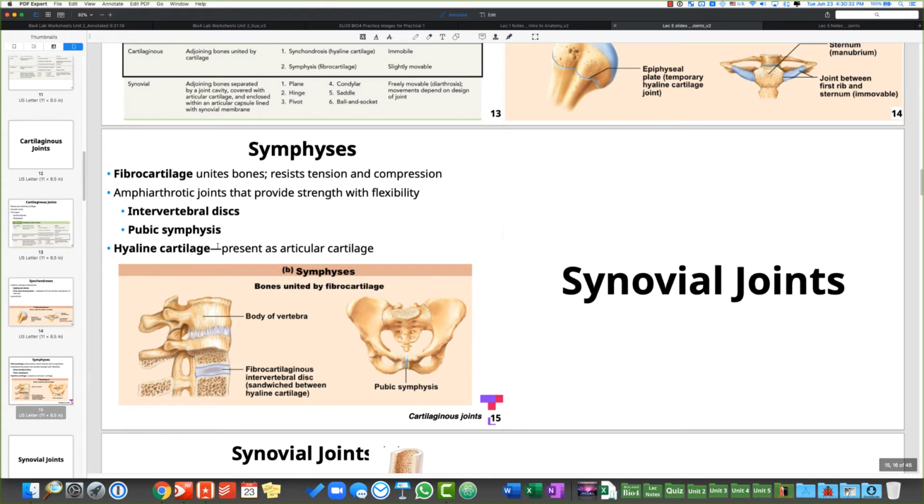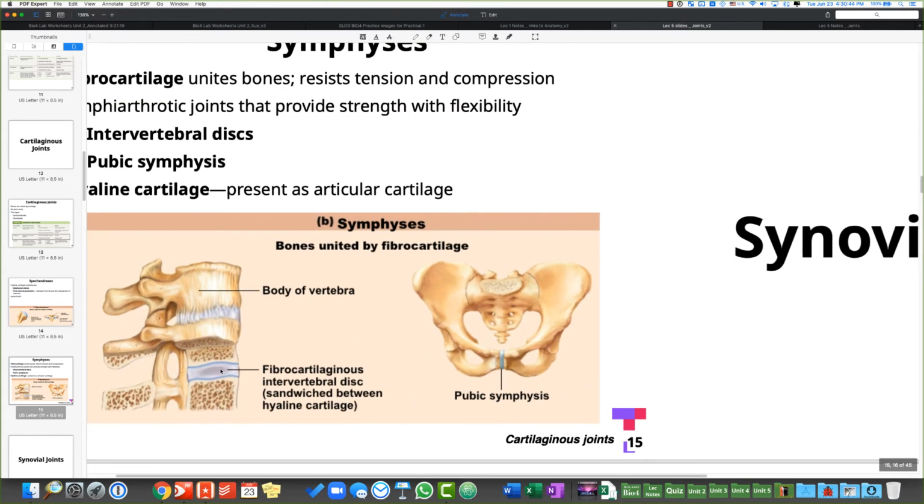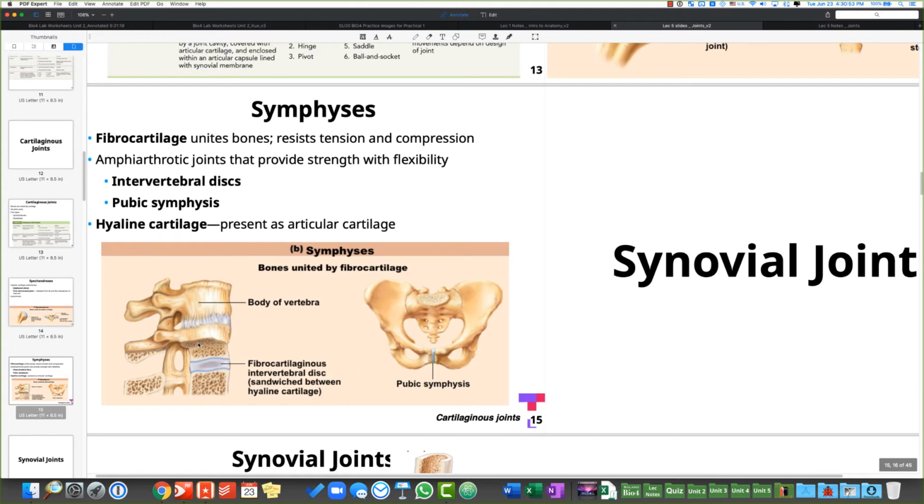In this type of joint, you can still see hyaline cartilage, and the hyaline cartilage serves as an articular cartilage. So in the center you see the hyaline cartilage, surrounded by the annulus fibrosus, which is fibrocartilage. So this type of joint still has hyaline cartilage, but around that, you also see fibrocartilage.